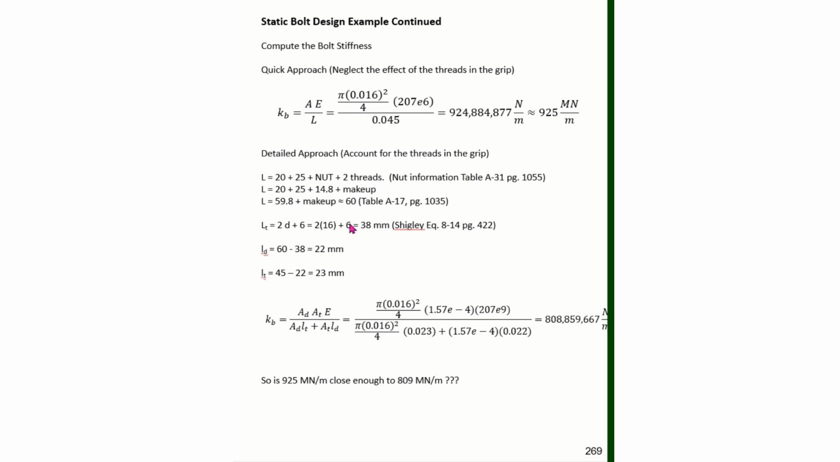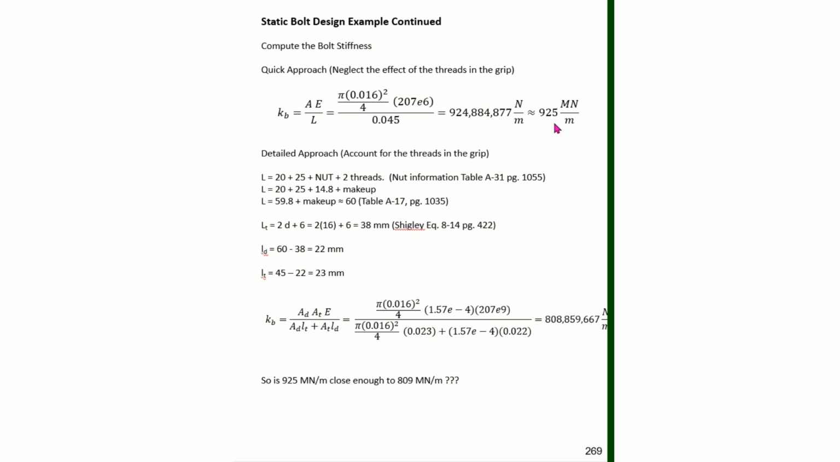As a quick approach to look at the K_b, we can neglect the threads and assume that all of the material in the grip is unthreaded shaft, or an unthreaded bolt. Doing that, we get A E over L for K_b, where the A is based on the 16 millimeter diameter bolt that we assumed. E was given and the length of the grip is 0.045. When we do that, we get approximately 925 meganewtons per meter for K_B.